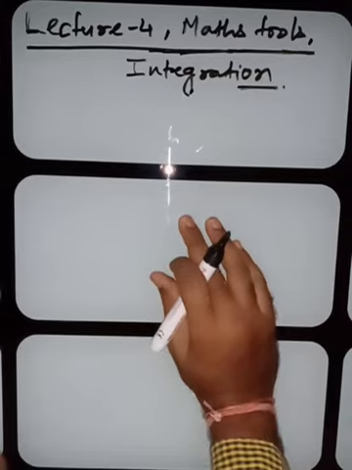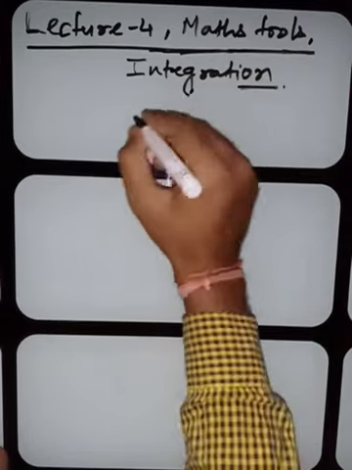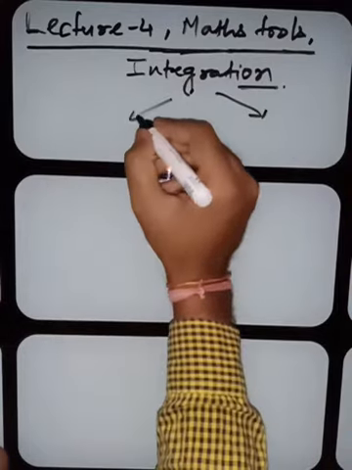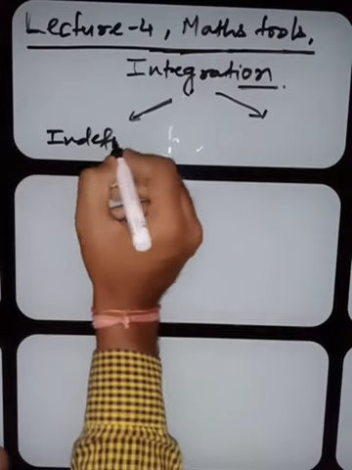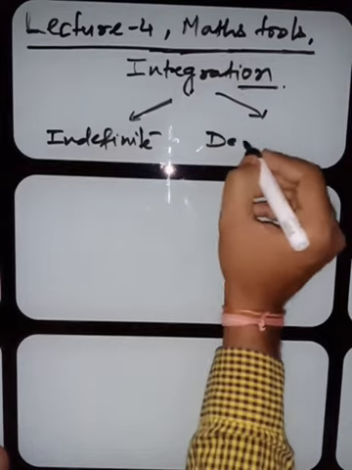So we have to study integration in two forms. There are two types of integration, and I will teach you. They are the definite and indefinite. First we'll start with the indefinite and then definite integration.